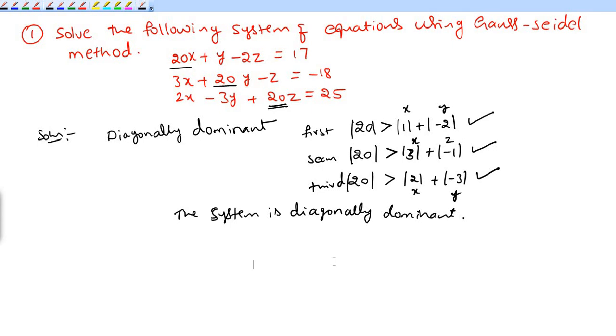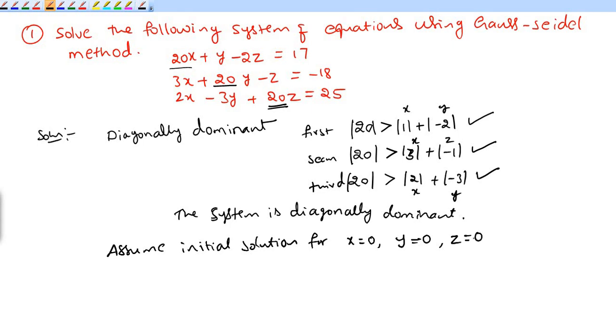Then in the next step, we have to start with the initial solution. Assume the initial solution for x, y, z: x equal to 0, y equal to 0, and z equal to 0. These are the default values. For all the problems, you have to take them in the same way.